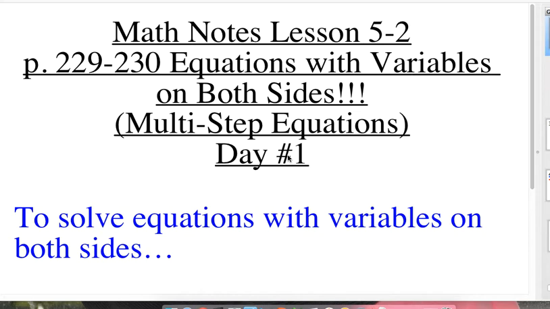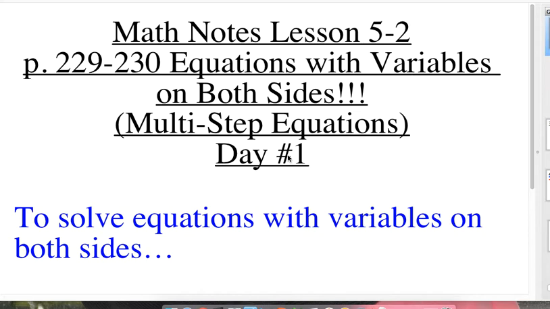In math class, as you know, we've been working our way through different kinds of equations. We did one-steppers and then we did two-steppers and now we are into even more difficult equations. These are called equations with variables on both sides. They are otherwise known as multi-step equations, and as you can see on this screen, this is day one. And in fact, we're going to spend quite a few days with these multi-step equations.